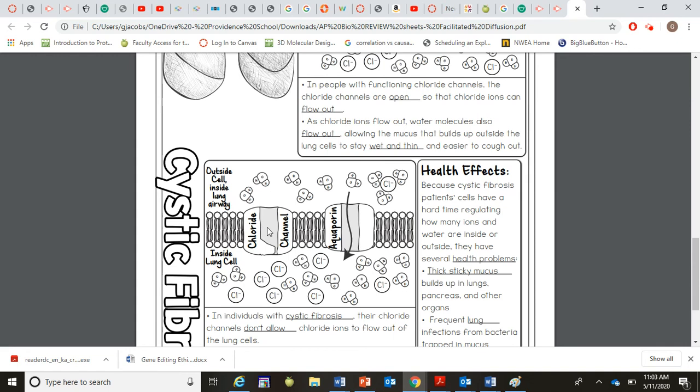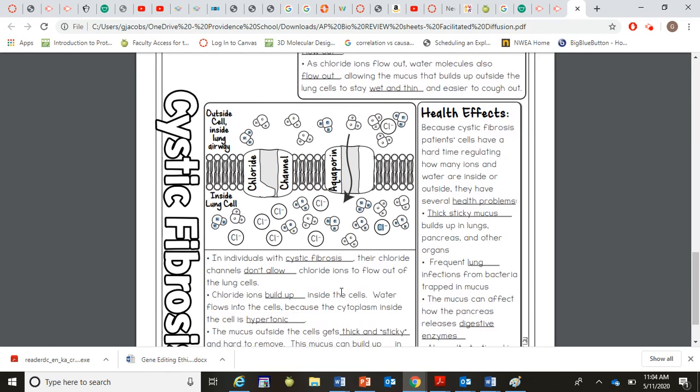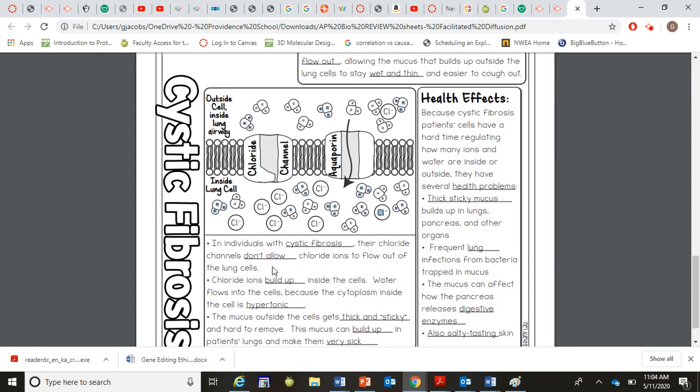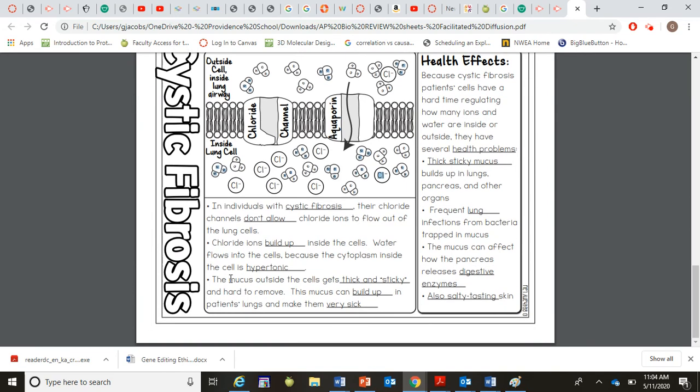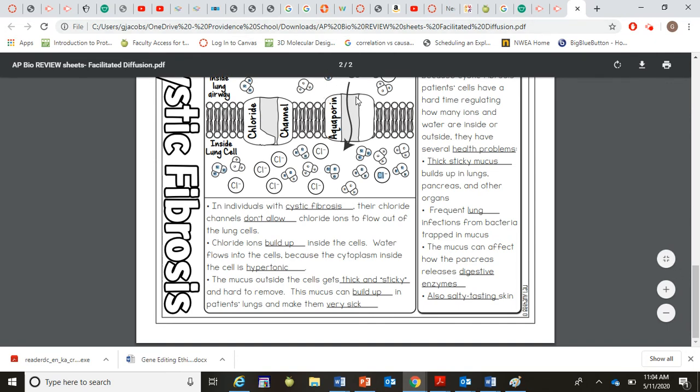And so when chloride can't leave, it's going to build up inside the cell. And when it builds up inside the cell, salt's still going to suck water in the same direction. So now instead of water leaving with the chloride, water's going to go in the direction of the chloride, causing the water to come in the cell. Individuals with cystic fibrosis, their chloride channels don't allow ions to flow out. So since the ions build in, water also comes in. And then the mucus outside is not able to be thin, so it gets thick and sticky, and it can build up and make them very sick.